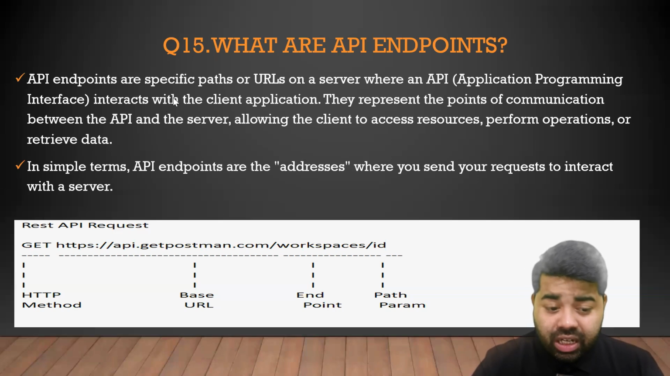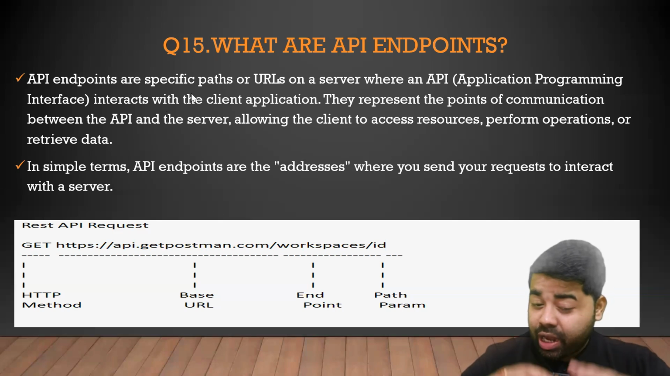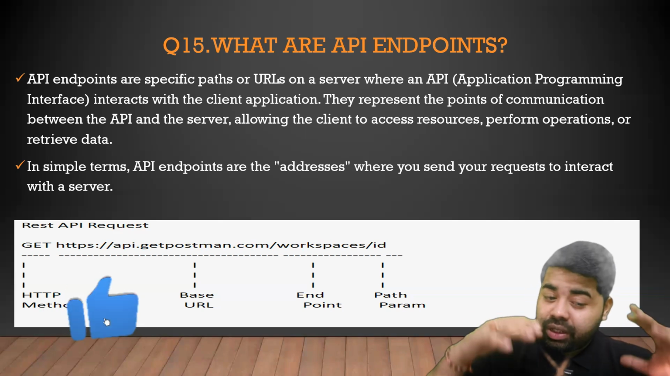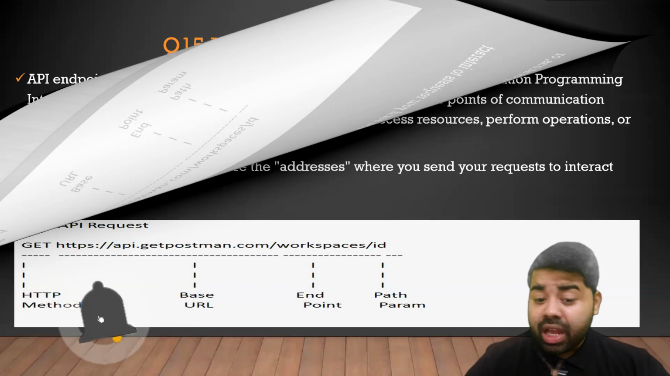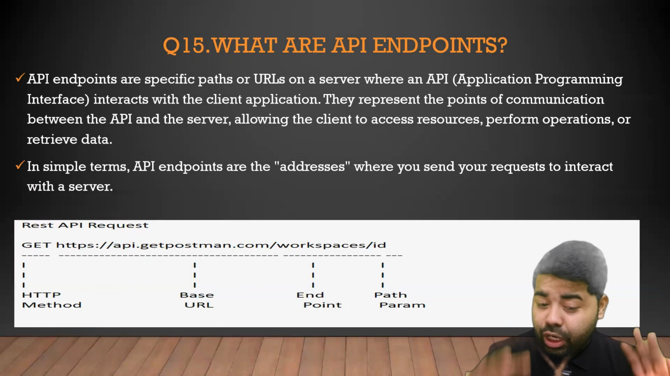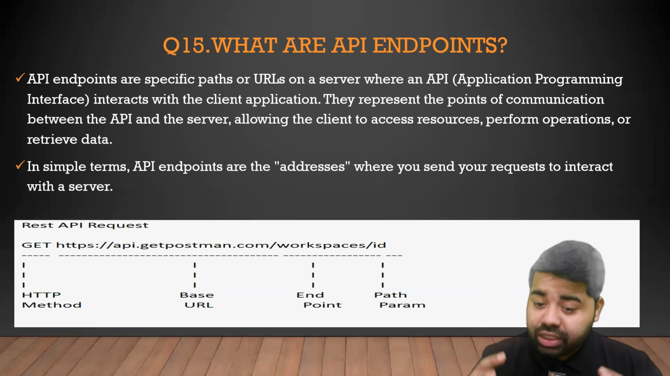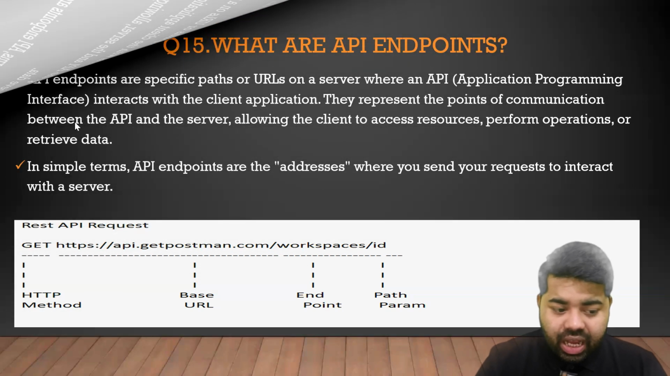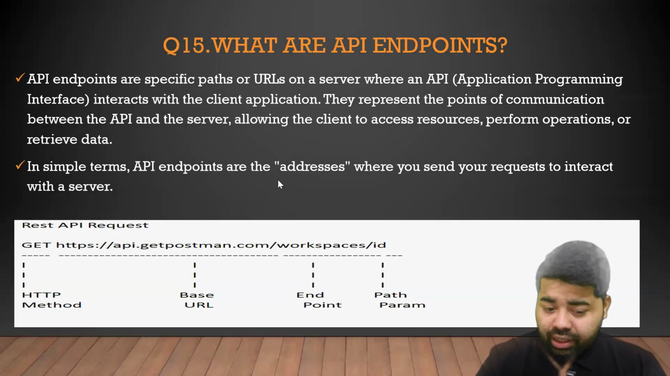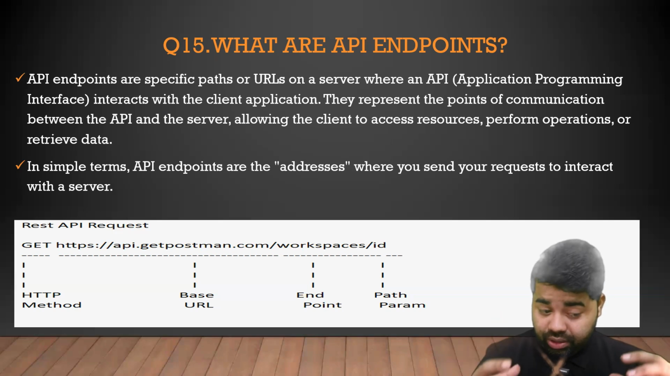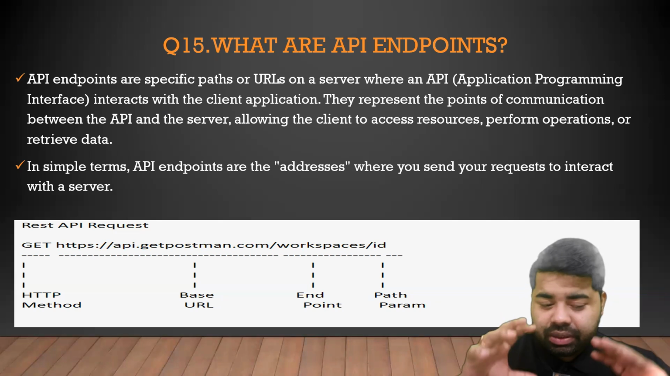API endpoints are a specific path or URI on a server where an API interacts with the client application. They represent the point of communication between the API and the server, allowing the client to access the resources, perform the operation, or retrieve the data. In simple terms, an API endpoint is the address where you send your request to interact with the server.